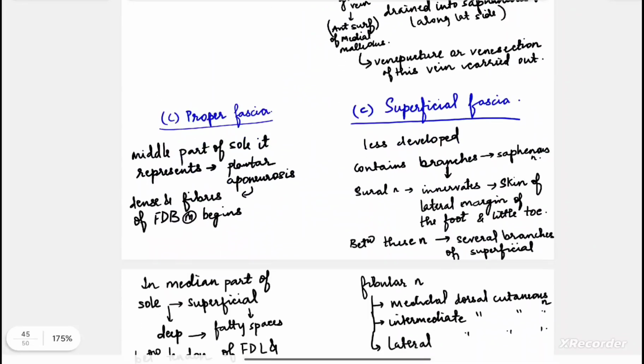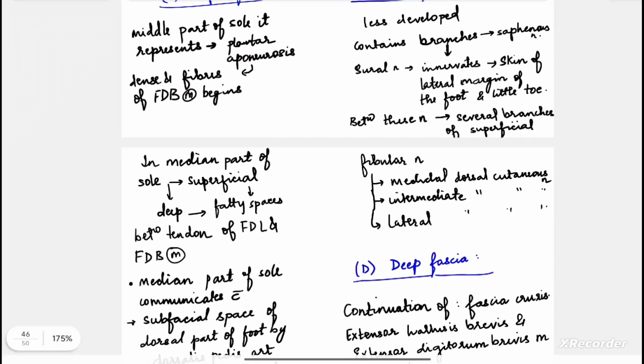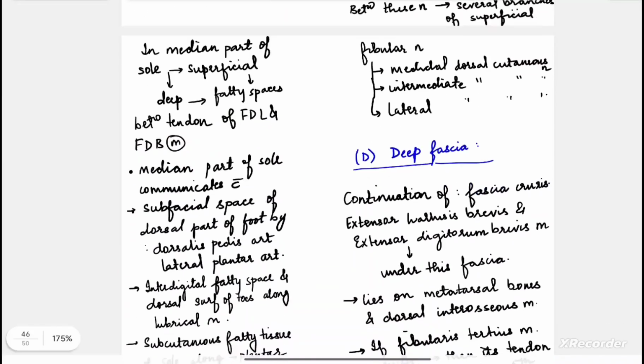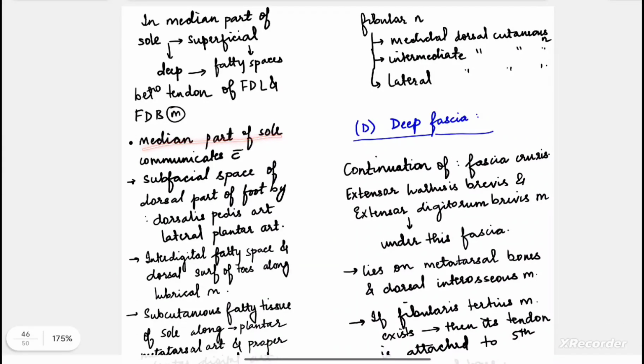In the plantar region, the proper fascia is in the middle part of the sole. It represents the plantar aponeurosis, dense, and from it the fibers of flexor digitorum brevis muscle begin. In the median part of the sole, superficial and deep fatty spaces are there, between the tendon of flexor digitorum longus and flexor digitorum brevis muscle. The median part of the sole communicates with the subfascial space of the dorsal part of the foot by the dorsalis pedis artery and lateral plantar artery.